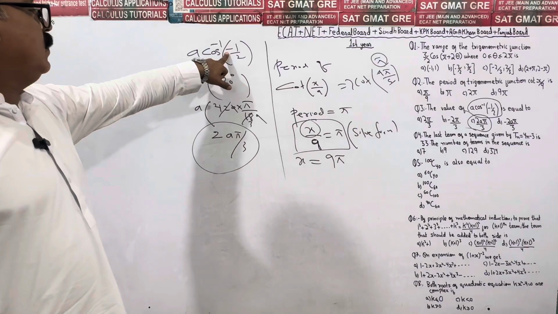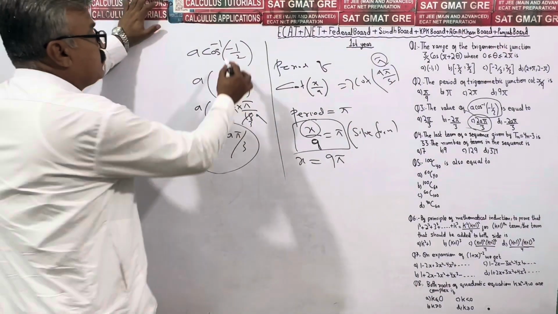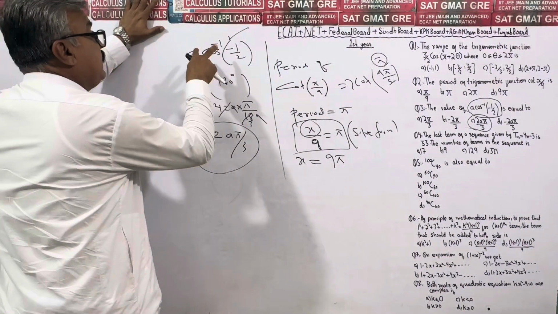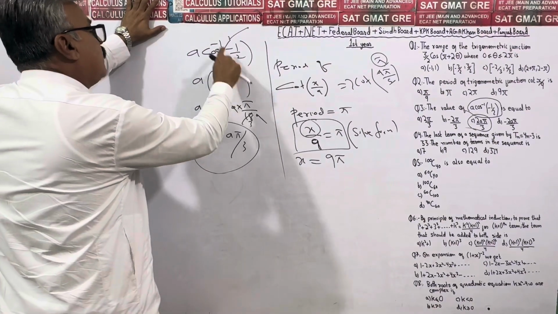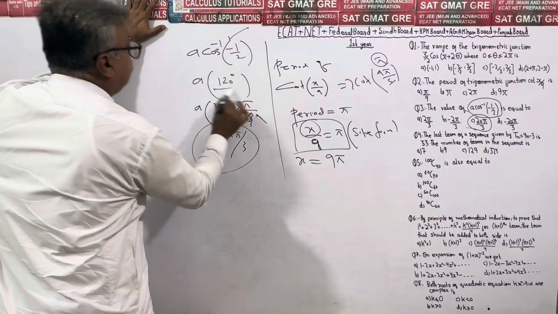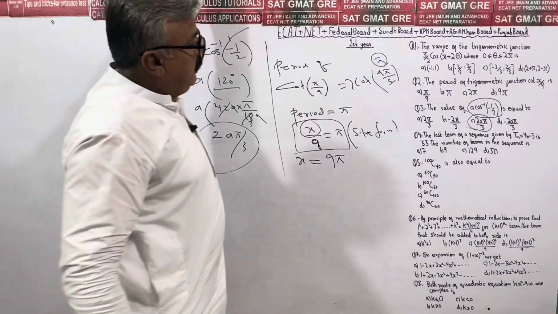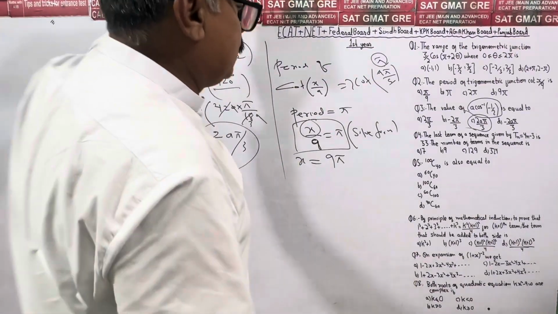The minus is not to be ignored. The minus is not to be confused with cosine being an even function. Here cos is inverse, so we have to take care of the quadrant. According to the quadrant, we have to select the angle. Okay, cool. Moving to the next question.